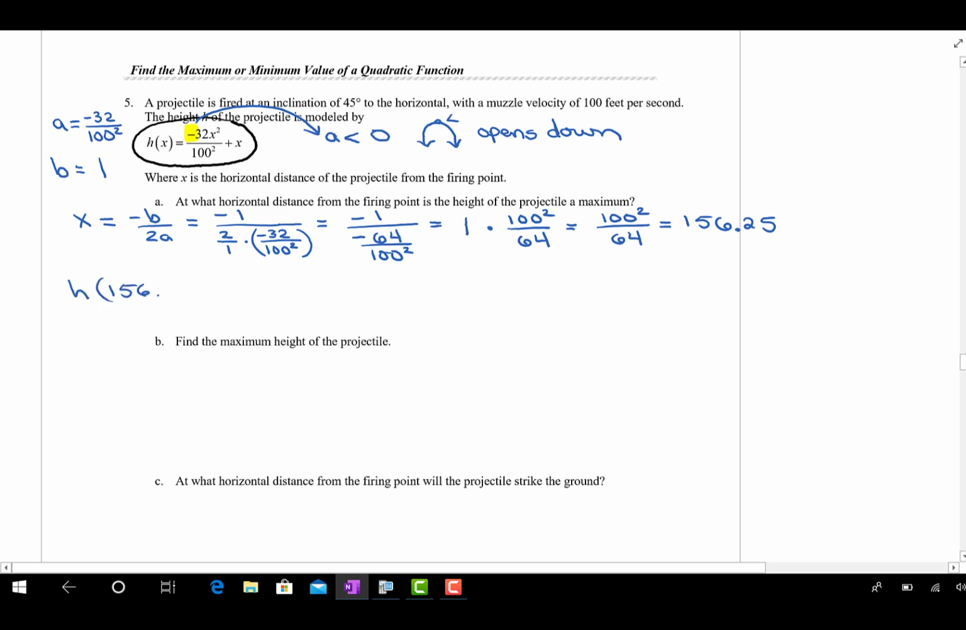Now, I got a little excited here and I started doing part B where part A is at. But this is actually showing the step for finding the maximum height. The 156.25 actually represents the horizontal distance from the firing point. And this h of 156.25 represents the height of the projectile at that horizontal distance. So this is like the y value of the vertex.